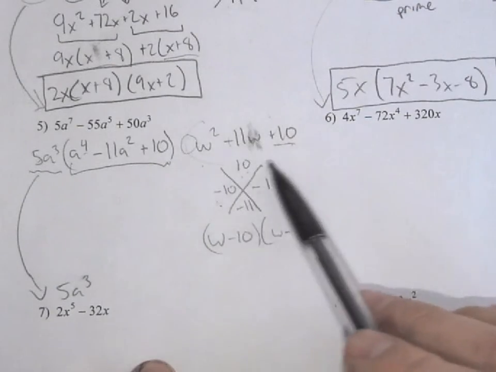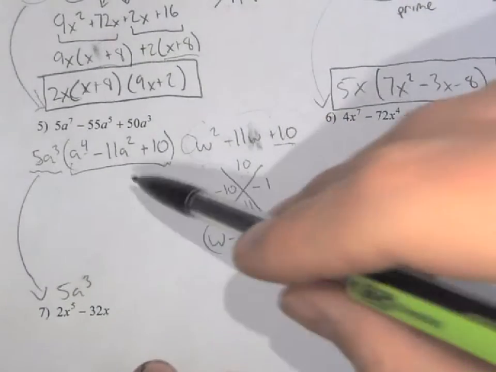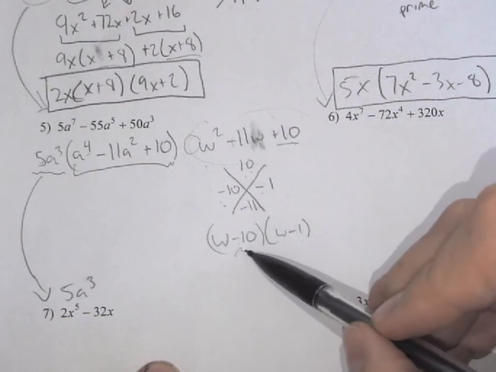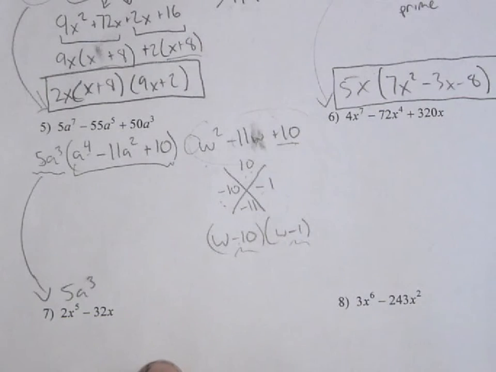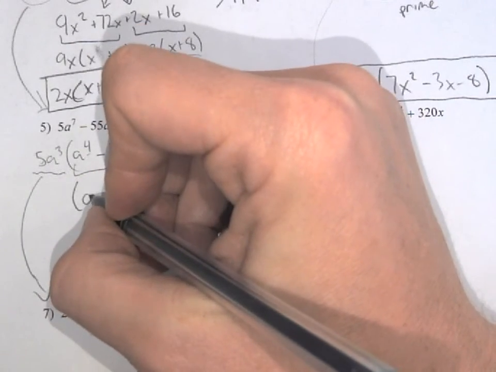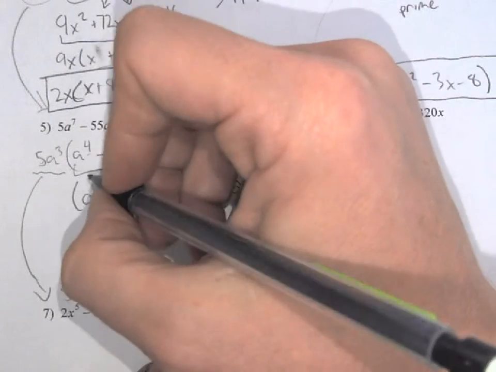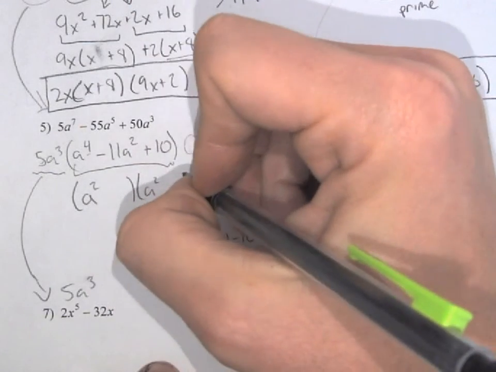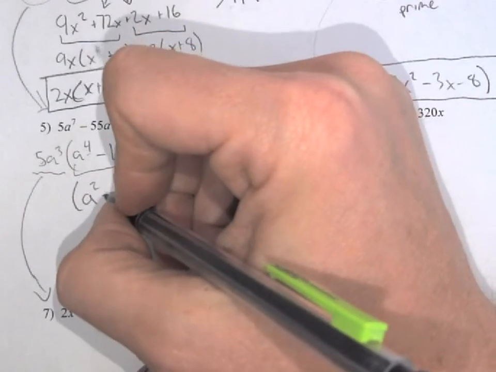But this isn't really what we're interested in. It's similar to what we're interested in, but it's not exactly what we're interested in. What we can do, though, is use these two numbers to factor this guy. We're going to factor, and we need to put an a squared and an a squared, and the numbers that we put in there are minus 10 and minus 1.